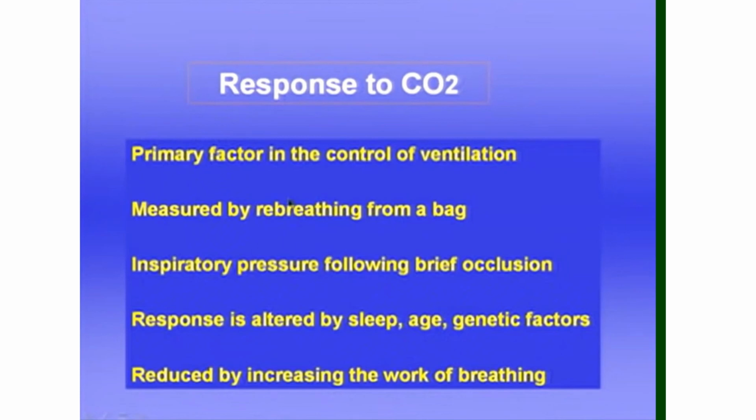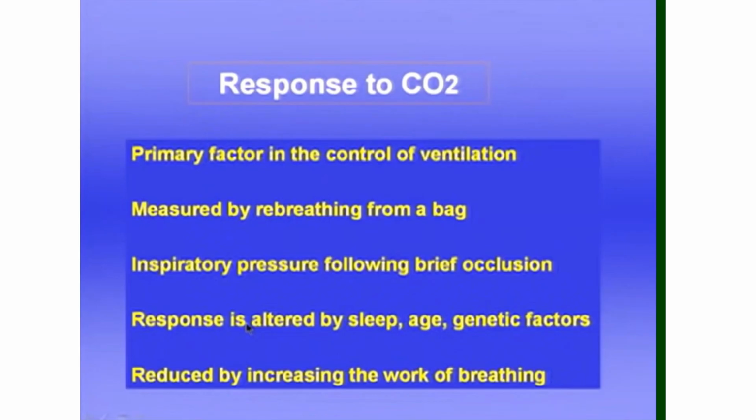We can also measure this, and I won't go into detail, using a technique where you suddenly occlude the airway during an inspiration. Now, you only do that for a very short period of time, but the inspiratory effort at the point of occlusion is measured, the pressure, and that pressure gives you a measure of the response to CO2. So that's another way of measuring the response to CO2.